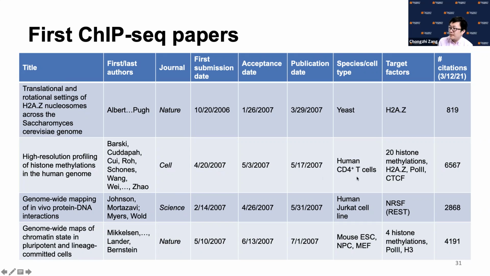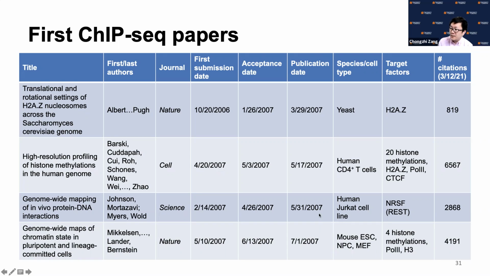In the Cell paper, there were seven co-first authors, and they generated the ChIP-seq profiles for 20 histone modifications, as well as H2A.Z and some other proteins, including Pol II and CTCF, in human CD4 plus T cells. That was the first histone modification ChIP-seq, and also the first ChIP-seq study done in primary human cells. On the other hand, the Johnson paper published in Science generated one ChIP-seq profile for one transcription factor in a human cell line.